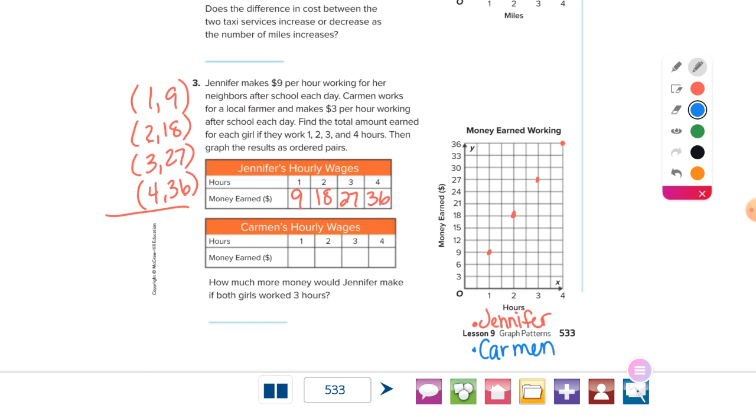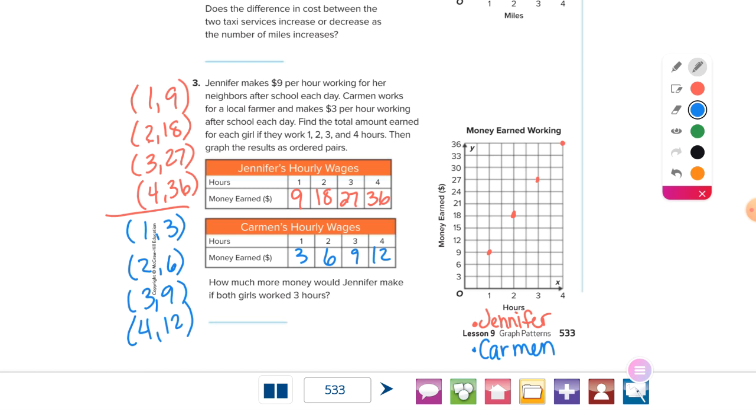Drake, help me with the table and the ordered pairs. 1, 3. 1, 3. Okay. 3, 9. Wait, no. 2, 6. 2, 6. 3, 9. 3, 9. 4, 12. 4, 12. Grayson, help me graph those.